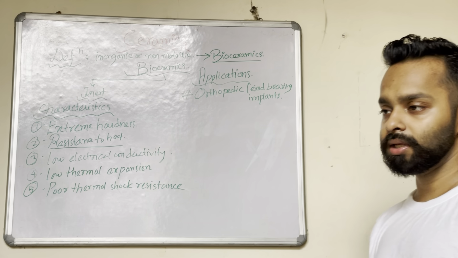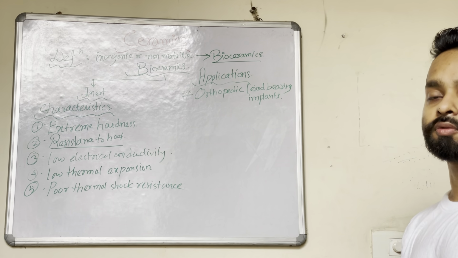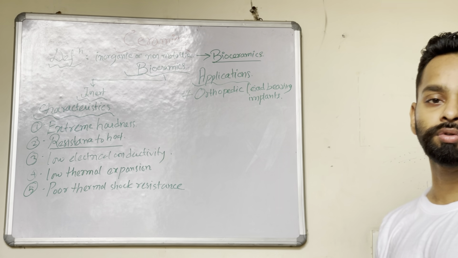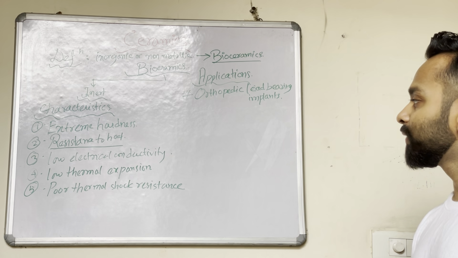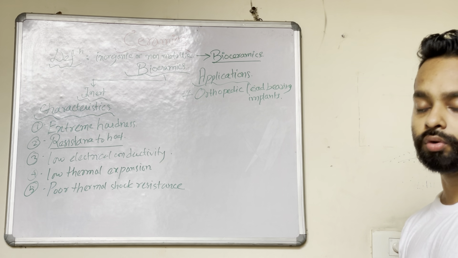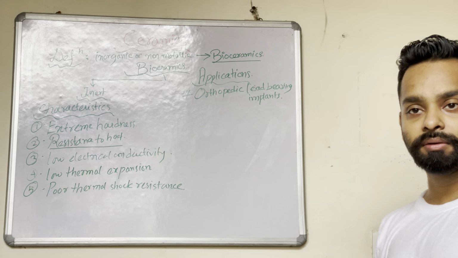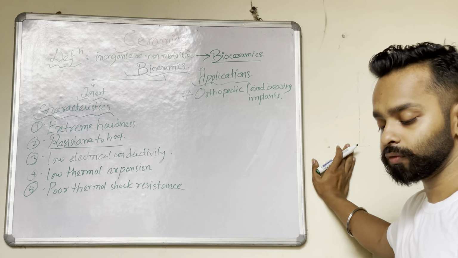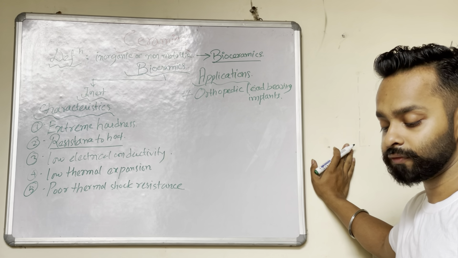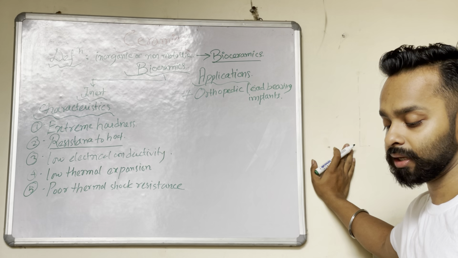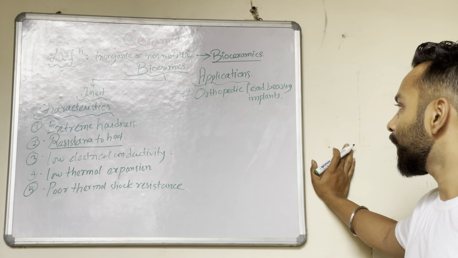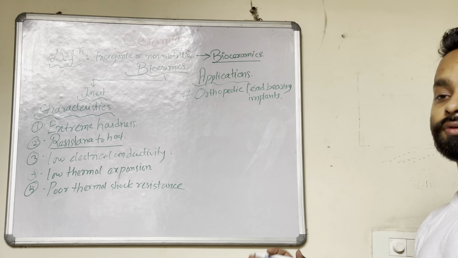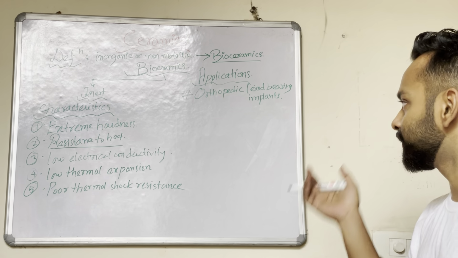So these orthopedic implants, which are used to mimic the properties of bones, are now made up of ceramics. Ceramics would include alumina, Al2O3. These orthopedic load bearing implants would include the implants for total hip arthroplasties, and knee replacement surgeries. So all these materials would essentially be made up of ceramics.